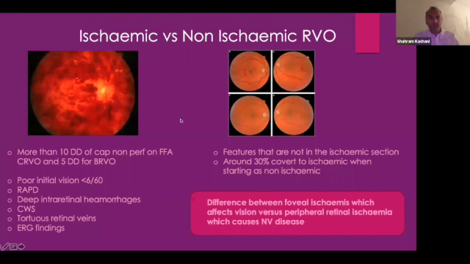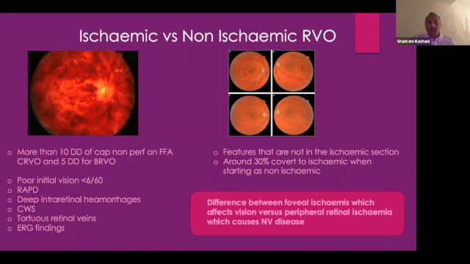So poor vision, RAPD, deep intraretinal hemorrhages, presence of cotton wool spots. You all know that cotton wool spots are to do with interruption of the flow through the axons, and the presence of that will make you think of ischemia. So you can see 1, 2, 3, 4, 5 cotton wool spots there. So cotton wool spots are important. Very tortuous veins.